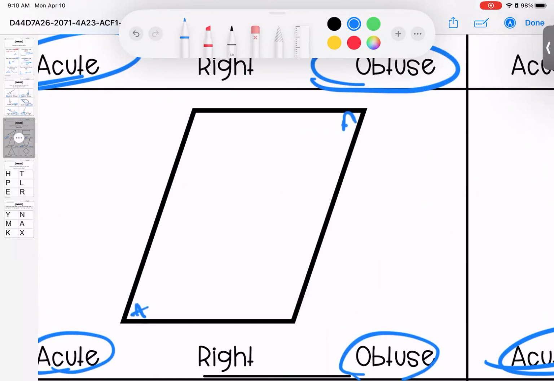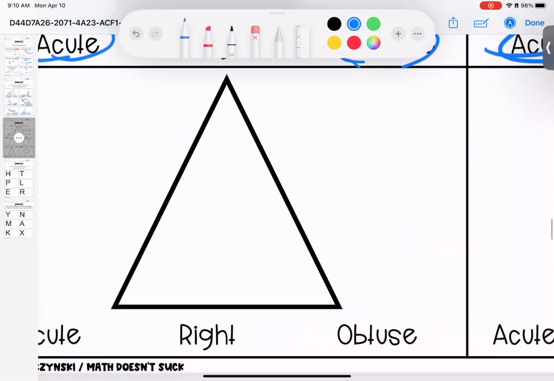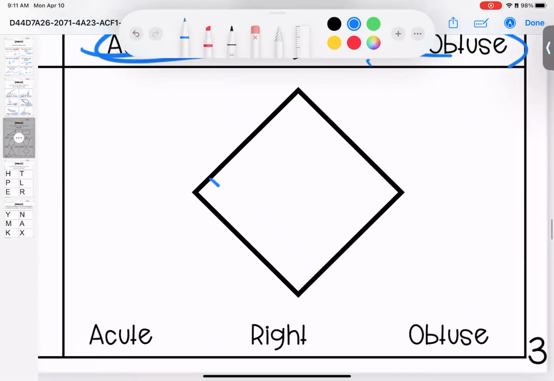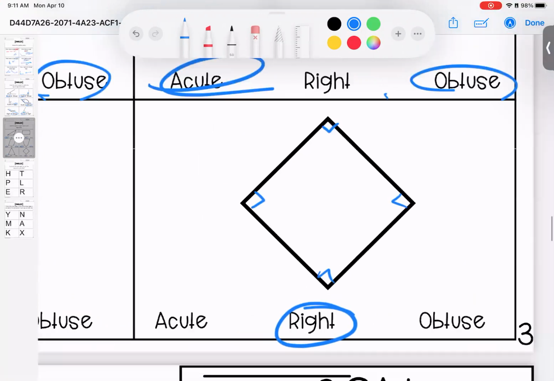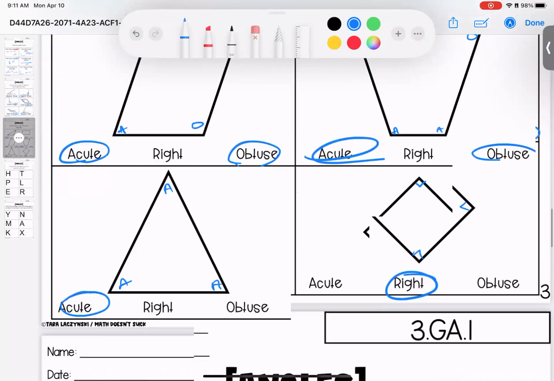So these guys are going to be acute and these are going to be obtuse. This one was a little tricky. We had to look really closely. Here, look at this cute little equilateral triangle, all acute angles. And then this last one, we have four right angles. Even though it's flipped on its side, we can see that we have that square action. Any questions on this page? Bring them with you to class.